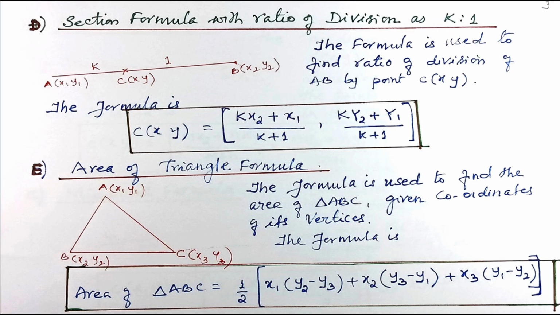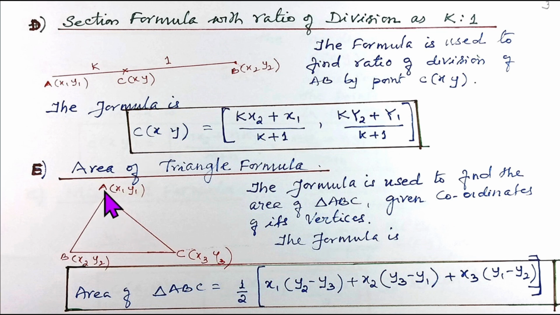Now the next important formula is the area of triangle formula. It is a formula which is used to find the area of any triangle, given its coordinates or the coordinates of its vertices. Now we have a triangle ABC here.